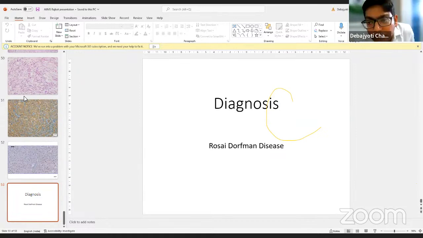So basically what happens, as I told, sometimes you may not get these rhabdoid cells. If they are there, they help you to clinch the diagnosis. But sometimes you may not get those typical rhabdoid cells on histology. So it is important to keep your mind open and do a panel of immunohistochemistry.